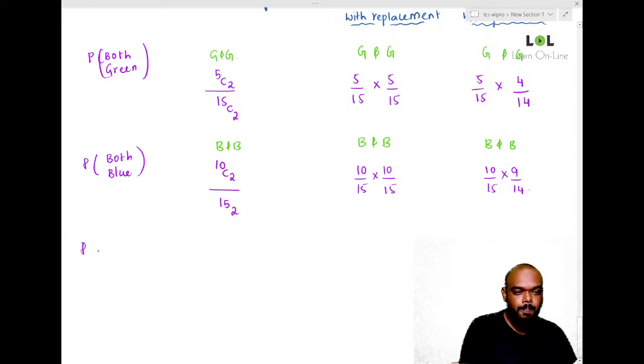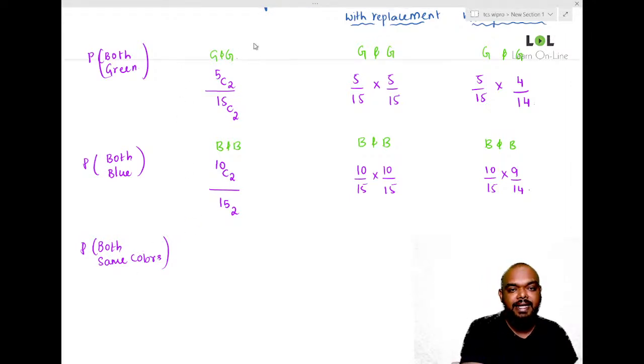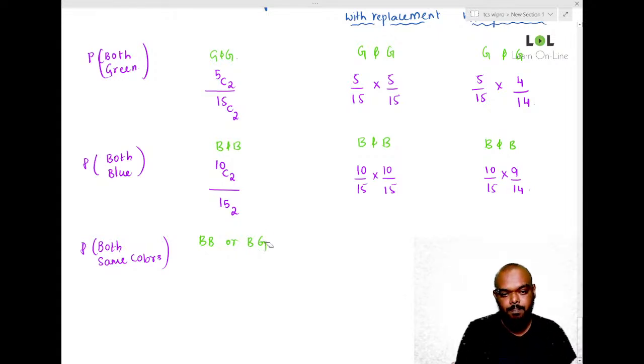Probability of both same colors. Now write the condition first. Both the same color means what? I can get both blue or both green. Both blue or both green.